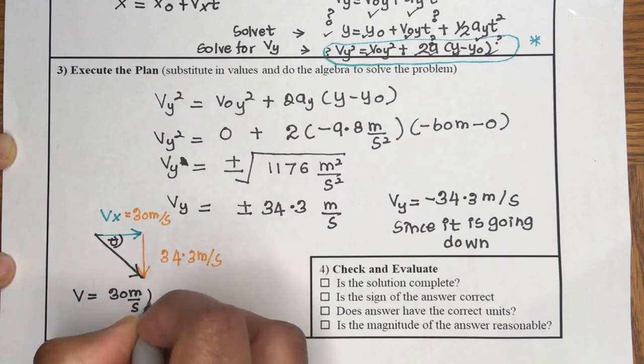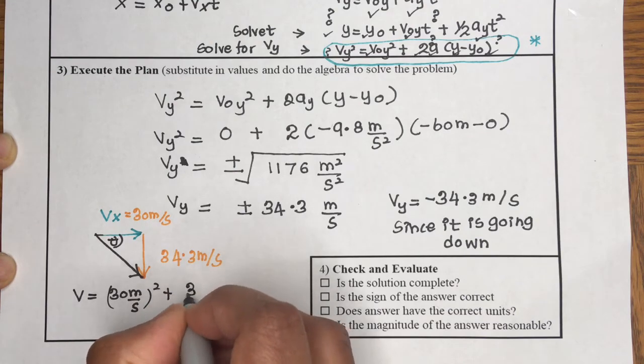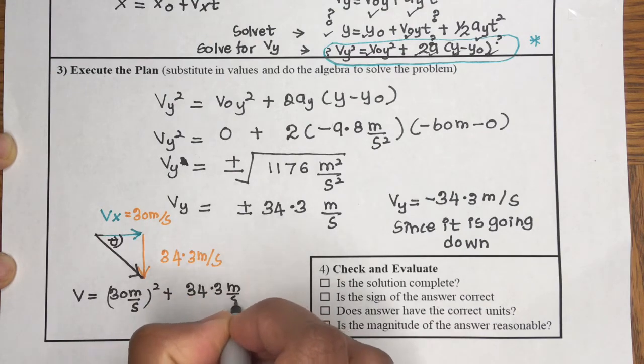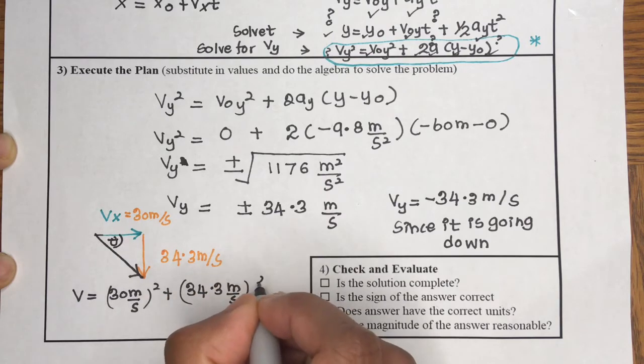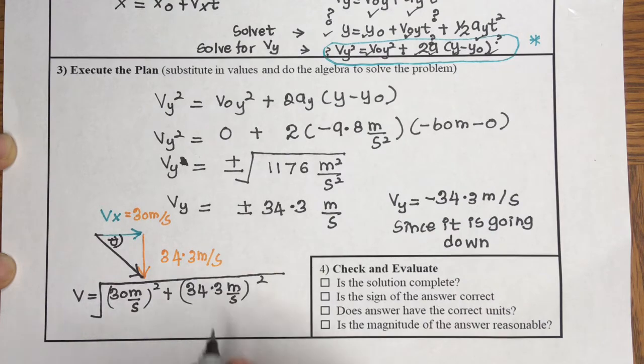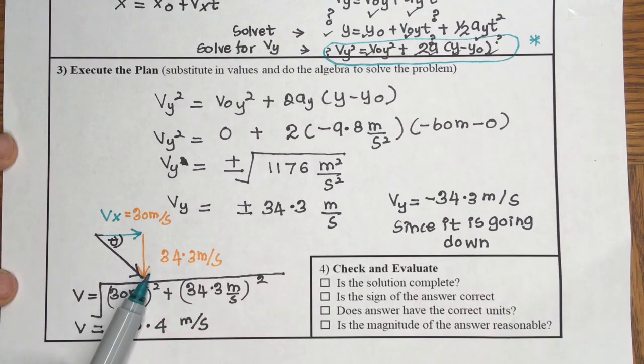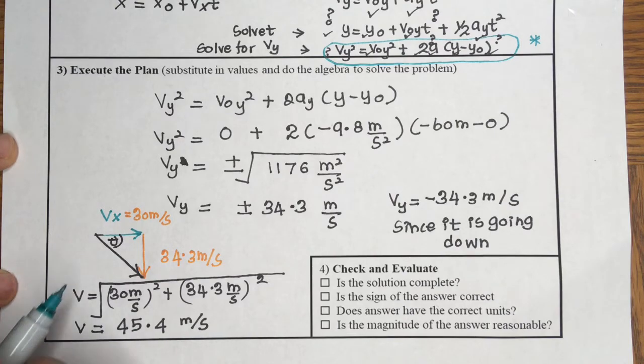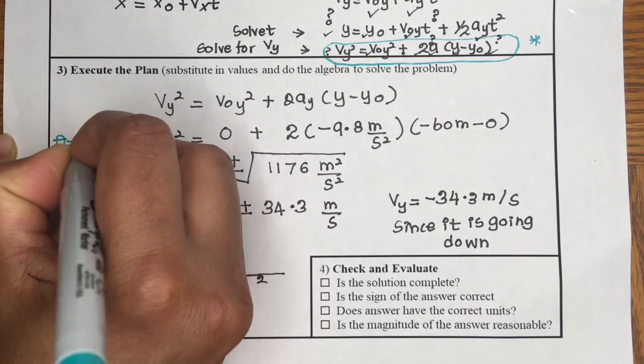Now I'm going to use the Pythagorean theorem to solve for the velocity when it reached the ground. I have to take the square of the two velocities, and then I have to take the square root of it. When I solve for the final velocity, I get 45.4 meters per second. Wait, am I done yet? No, I'm not done yet. I still have to solve for the angle because velocity is a vector. It has not only a magnitude but also a direction.